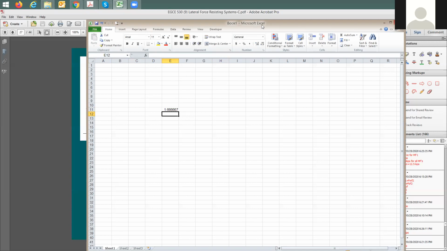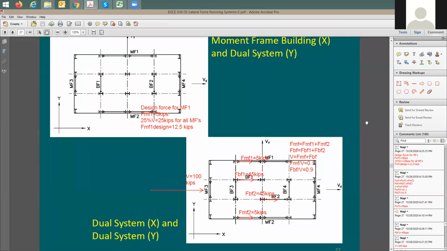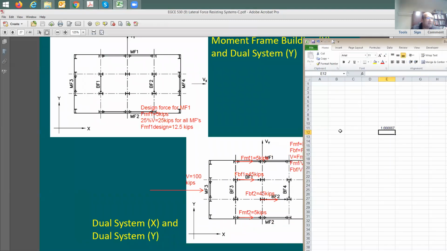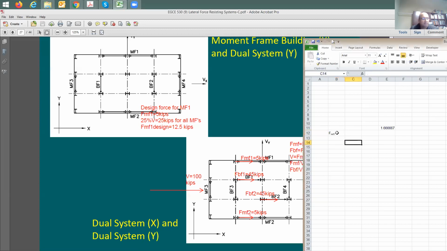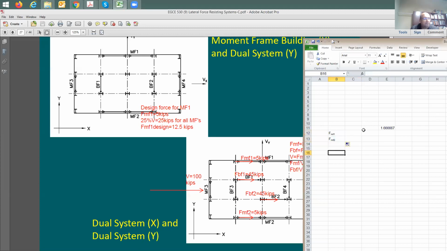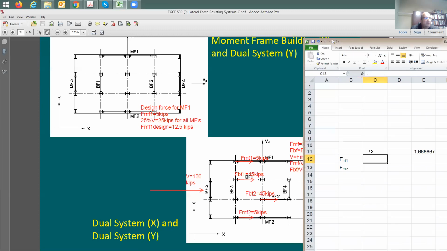No? Okay. Can you repeat? Yeah, sure. Let me put the analysis here, right? So I'm going to say here, F in moment frame 1. The force in moment frame 1 is how much? We said it's going to be 5 kips, right? And moment frame 2 is going to be 5 kips.